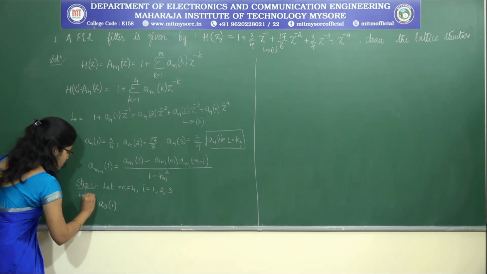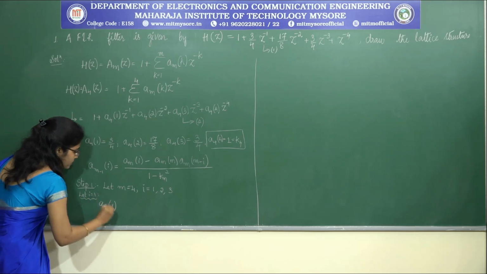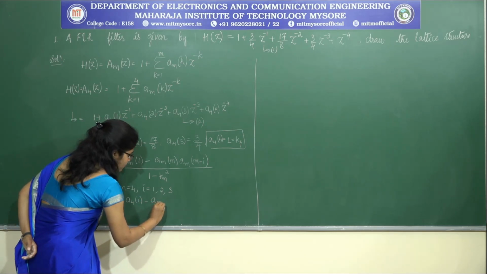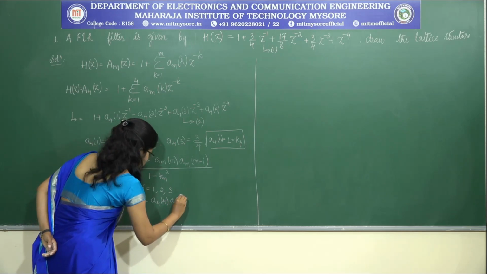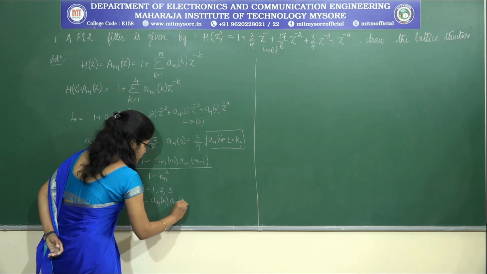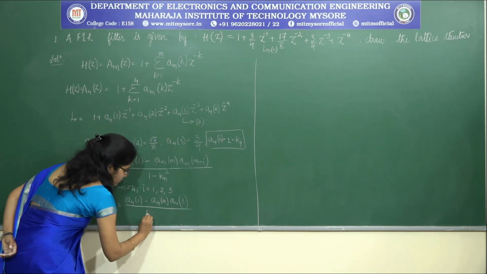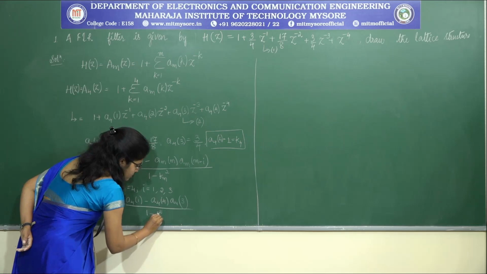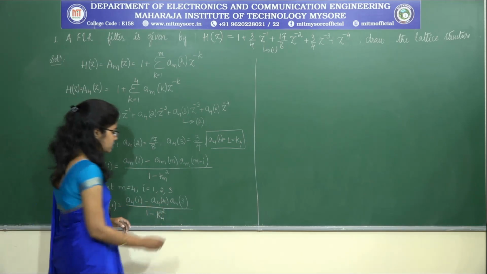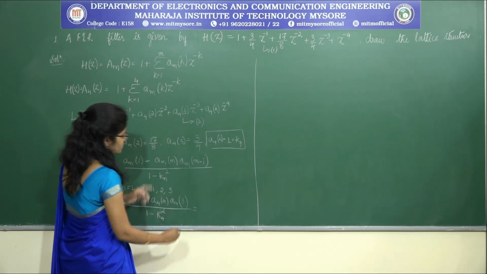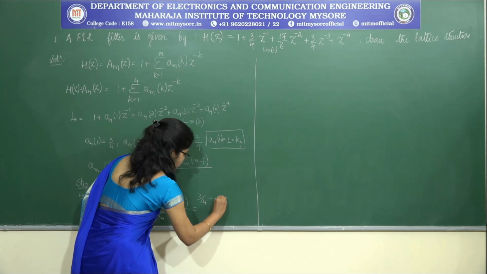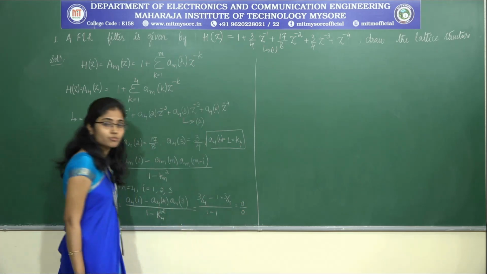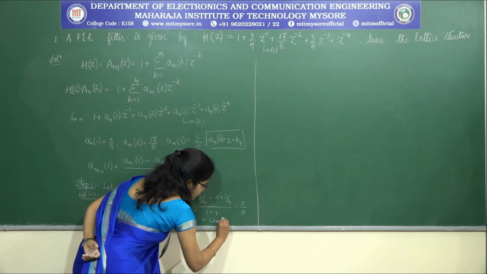I am taking the first value of i. Let i be equal to 1. If i is equal to 1, a4 of 1 minus a4 of 4, a4 of m minus 1, that is 4 minus 1 is 3, whole divided by 1 minus k4 square. If I substitute the equations here, a4 of 3 is 3 by 4 minus 1 into 3 by 4 divided by 1 minus 1. In the numerator we get 0, in the denominator also we get 0. So this is equal to undefined.